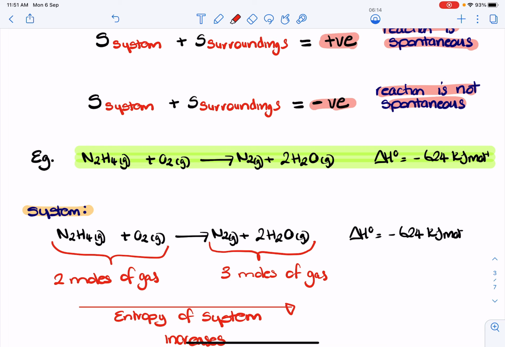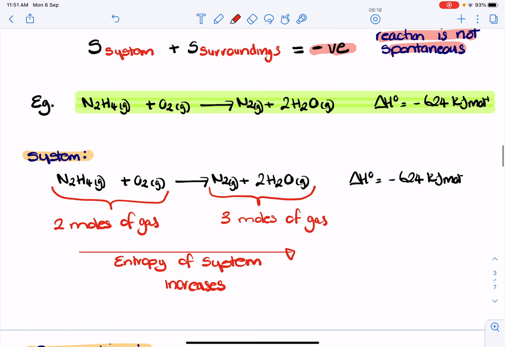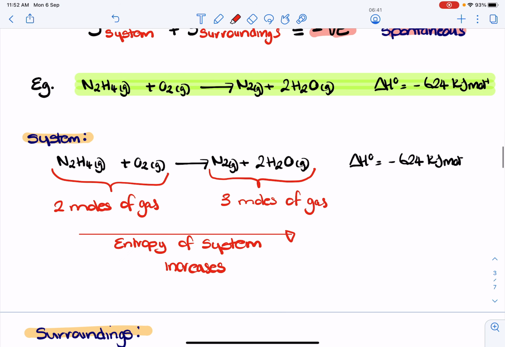So you can see here, all of them are gases, and then you can add up the moles on both sides. So on the reactant side, you've got 2 moles of gas because you've got 1 N2H4 and 1 O2. On the product side, you've got 3 moles of gas because you've got 1 lot of nitrogen and 2 lots of water there. So you're going from 2 moles to 3 moles. So for the system, there'll be an increase in entropy because there's more randomness in 3 moles of gas than there is in 2 moles of gas.